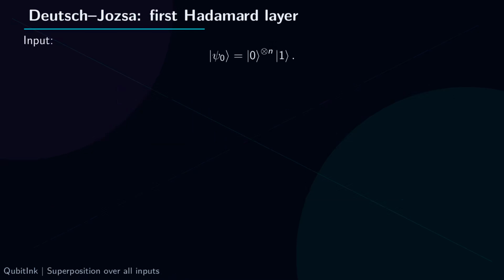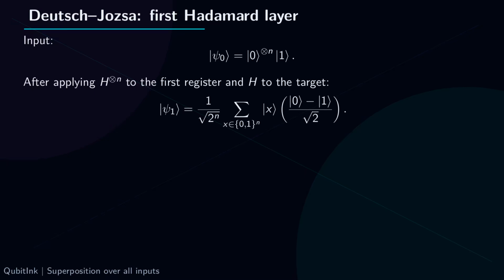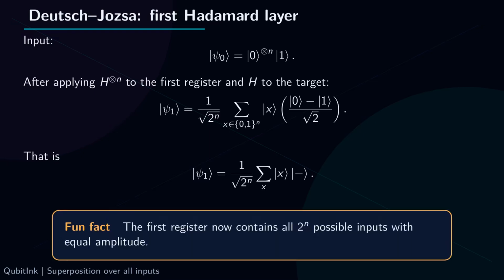The input state is ket psi sub 0 equals ket 0 tensor n, ket 1. After applying H tensor n to the first register, every possible n-bit input appears with equal amplitude. The target qubit becomes ket minus, equal to ket 0 minus ket 1 over square root of 2. So the state is ket psi sub 1 equals 1 over square root of 2 to the n, sum over x in the set of n-bit strings, ket x ket minus. This is the correct setup for phase kickback. The first register contains all 2 to the power n possible inputs, and the target is ready to turn function values into signs.